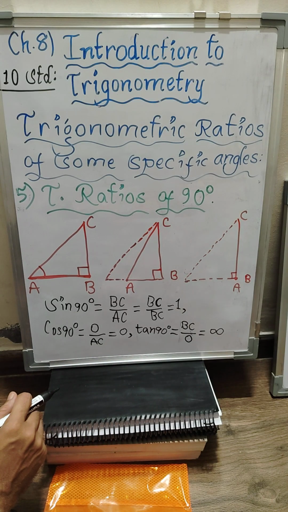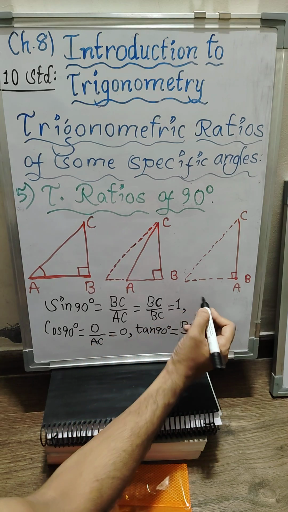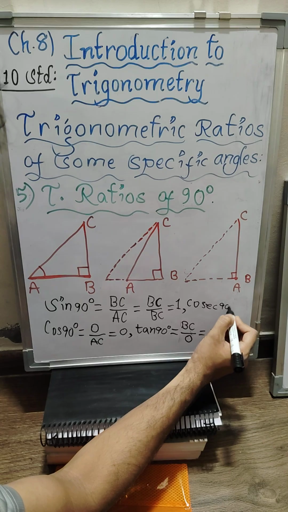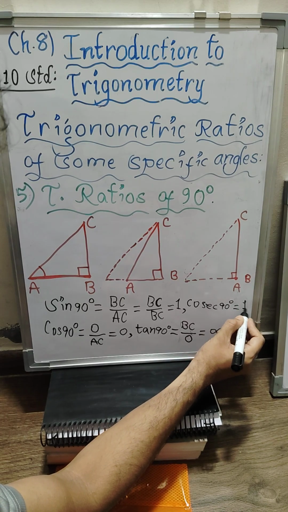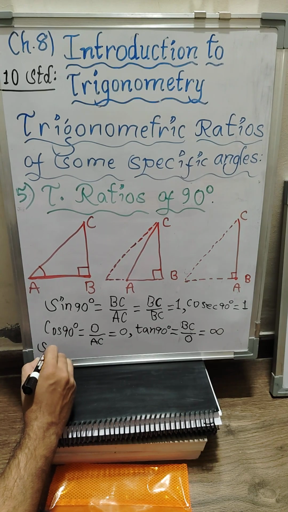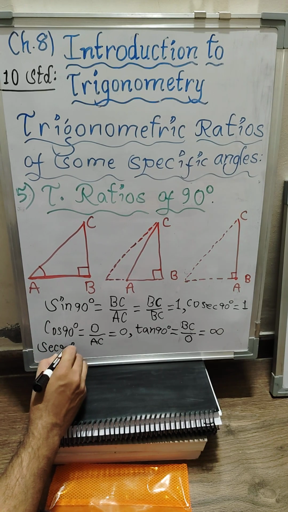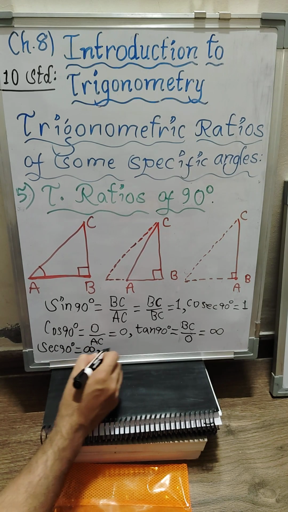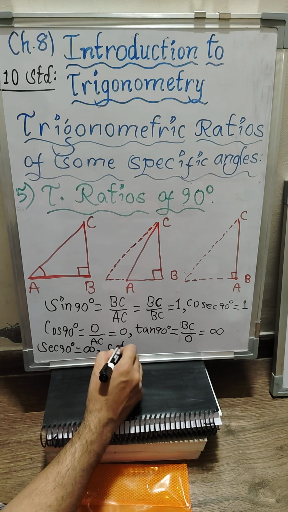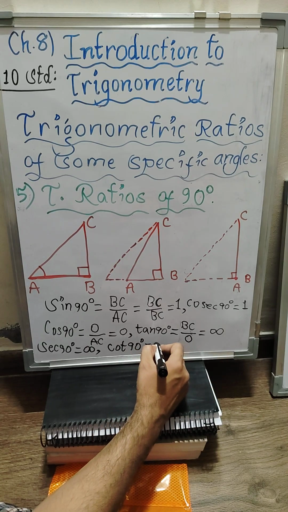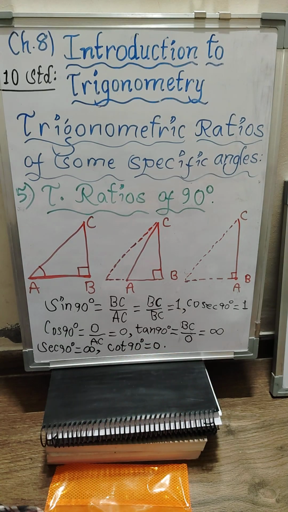The reciprocals of these ratios are again 3. So cosecant 90 degrees, reciprocal of 1 is 1, and secant 90 is reciprocal of 0, which is 1 by 0, infinity, and cot 90 we can take it as 1 by infinity, which is 0. In this way we can find out the trigonometric ratios of 90 degrees.